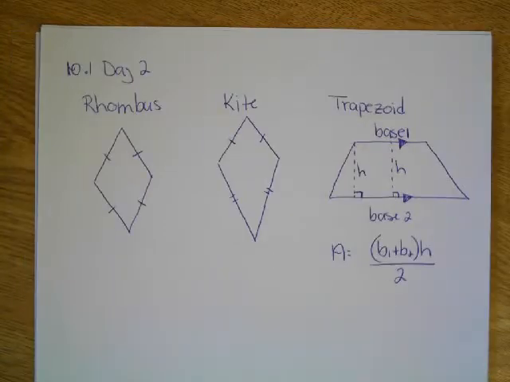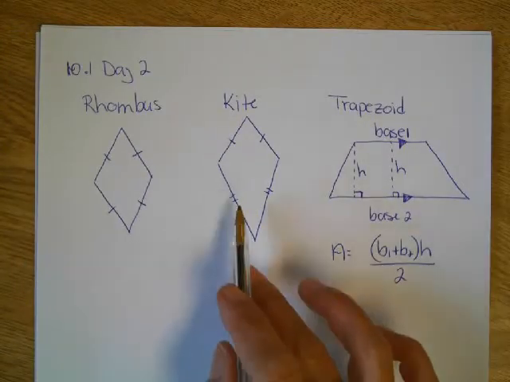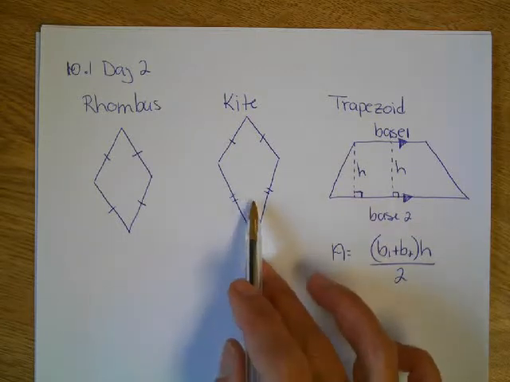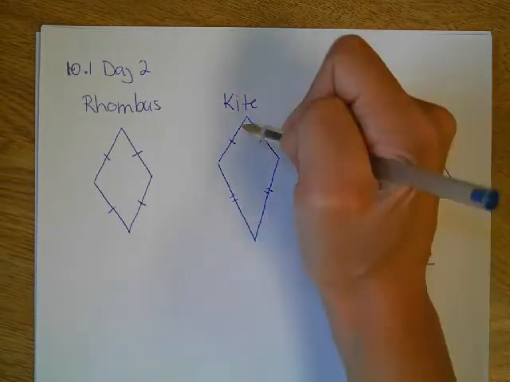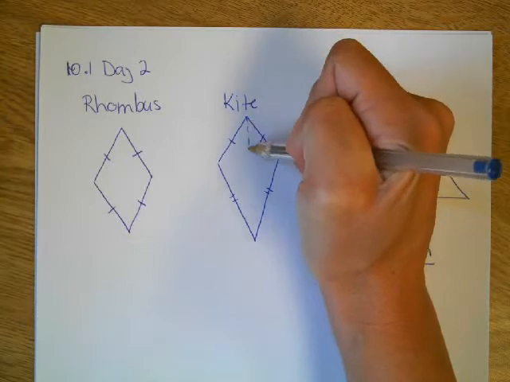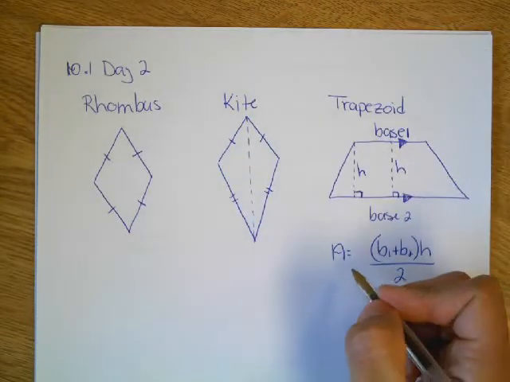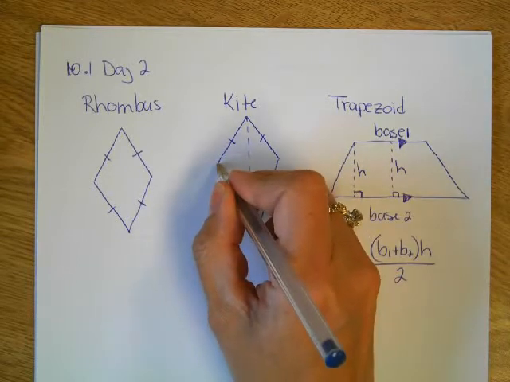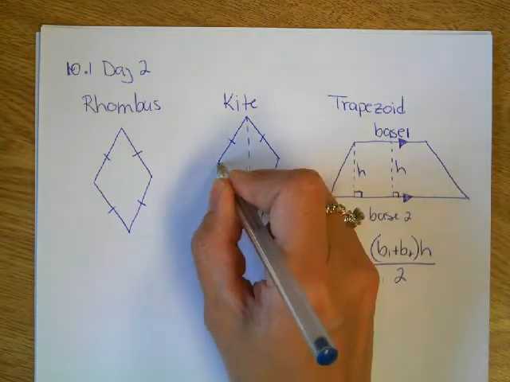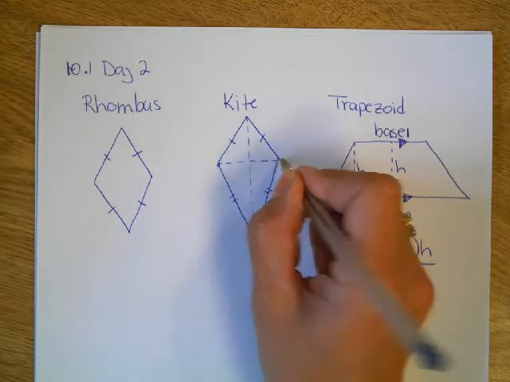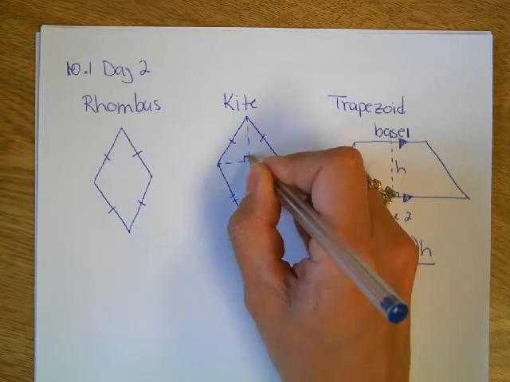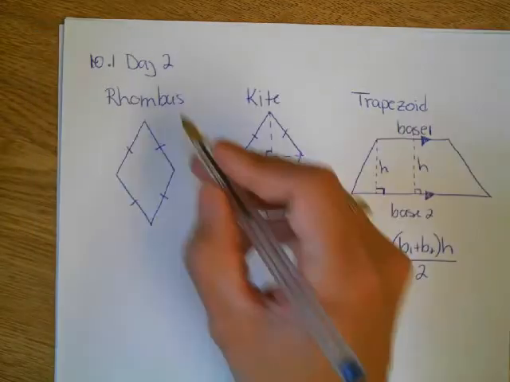The kite and the rhombus, the formula is the same. And the formula refers back to the diagonal lengths. So if you remember, the diagonal lengths connect these opposite vertices. So that's a diagonal. And then from this vertex to this vertex is the second diagonal. And those will make a right angle. Same thing on the rhombus.